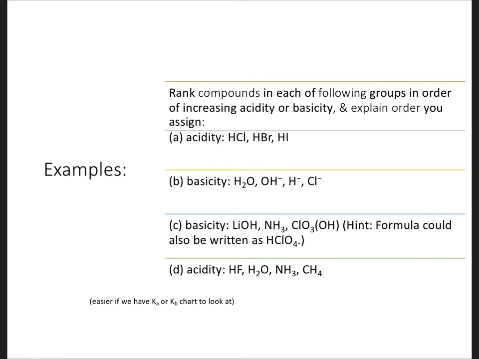So if we're talking about the acidity and basicity of these different compounds, we ought to be able to take any compound and say which one is more acidic or which one is more basic based on the criteria that we've described. Percent ionization, the hydroxide or hydronium ion concentration at equilibrium, or the Kas and Kbs. All these different things should help us understand what's more acidic and what's more basic. So the easiest thing is if somebody had given you a Ka or Kb chart to look at, but let's see if there's other ways that we can reason through these rankings.